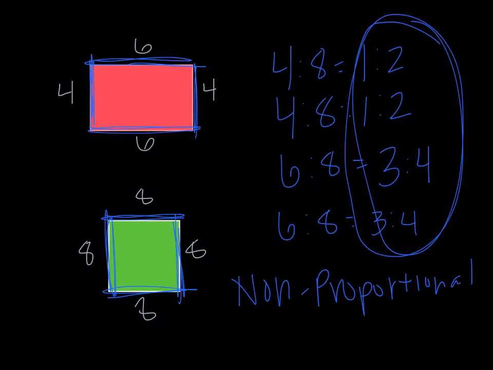So if we match up all the sides to its corresponding side, meaning the same side in a different shape, and all the ratios are equal, it'd be proportional, but in this case it's not.